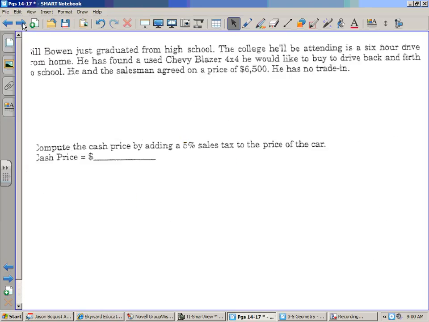All right. This particular one just graduated from high school. It's a 6-hour drive. He has found a Blazer 4x4 they would like to buy and drive back and forth. Probably not a good idea with gas prices right now to be getting a Blazer, but that's right. And you probably want this sheet of paper, I would guess. He and his family agreed to a price, $6,500? He has no trade-in. All right, well, this is also his first vehicle. So, let's see what we can do.